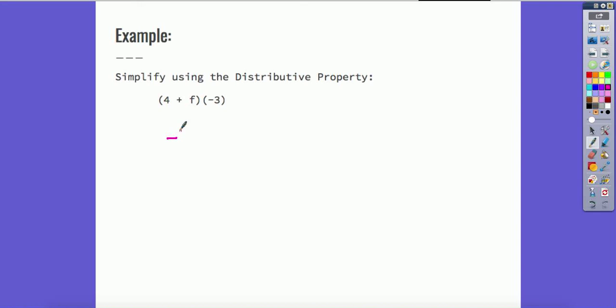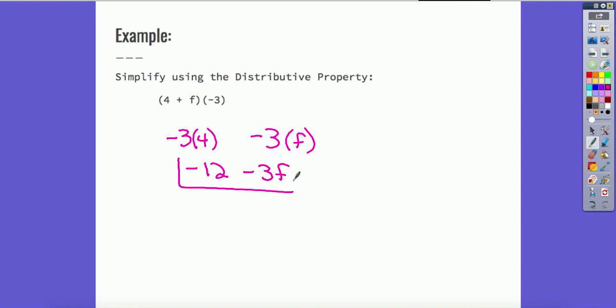Okay, so I've got -3, and I've got my other -3, my piece that's on the outside. Inside, I've got over here 4, and I've got f that I am multiplying by also. So negative 3 times 4 is negative 12. And then I've got negative 3 times f is just negative 3f. And I have simplified.